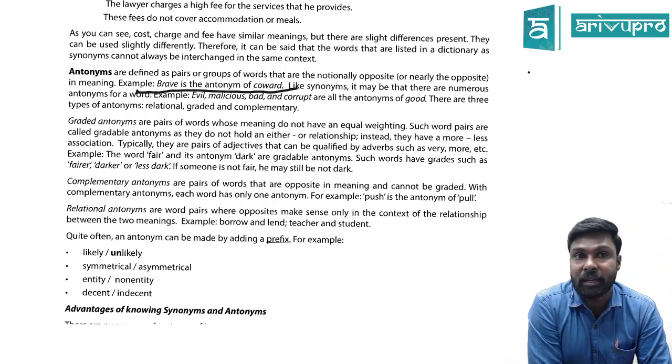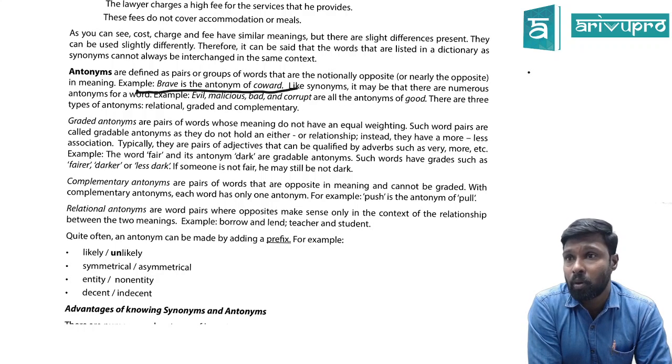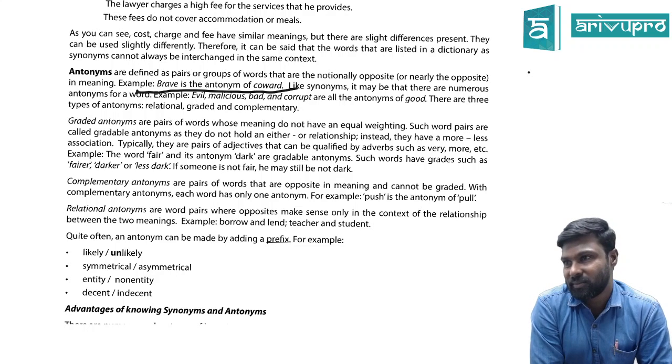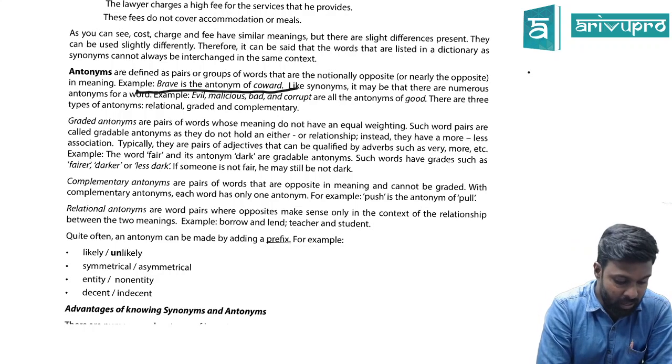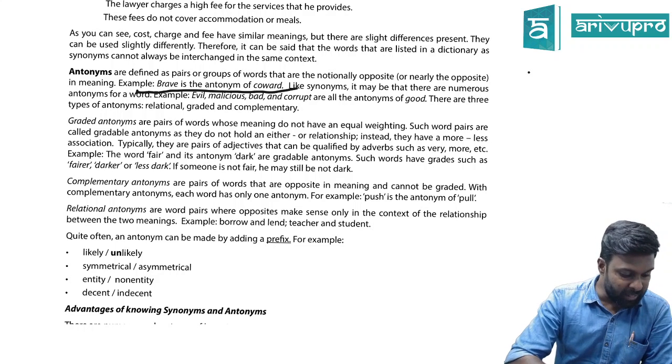Brave is the antonym for coward. My uncle was a brave warrior, right? But I am a coward. You understand the difference between the positive and the negative word. But look at the next line.